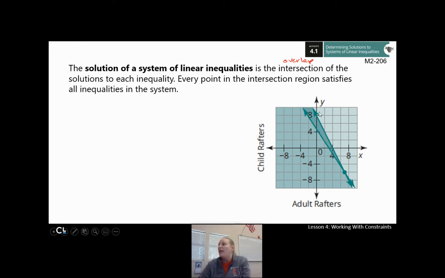Every point in the intersection region, every point inside this little sliver where they overlapped, satisfies both inequalities in the system. If you were to pick any point in this little slice, that point should be true for both the first and second inequalities because that's where the shaded bits overlap, right? So cool. You now know where all of your solutions are.